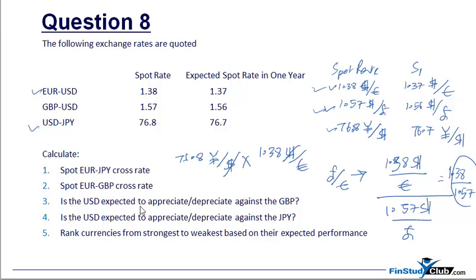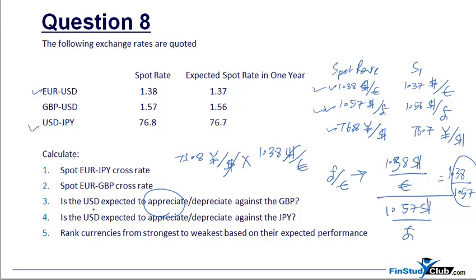Is the US dollar expected to appreciate or depreciate against the GBP? Let's look at this. $1.57 per GBP or per pound as it stands now, $1.56 per pound as it is expected to be. So we clearly see that the pound is going to go down in value over time. So the pound is going to depreciate, the US dollar is going to appreciate. So you would say the US dollar is expected to appreciate.